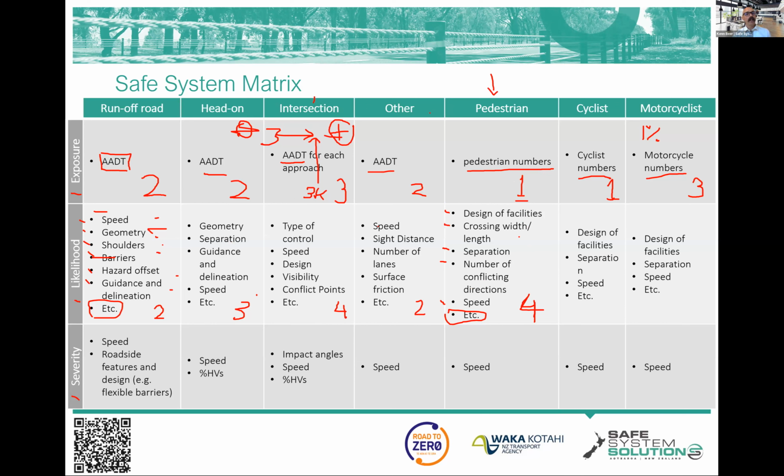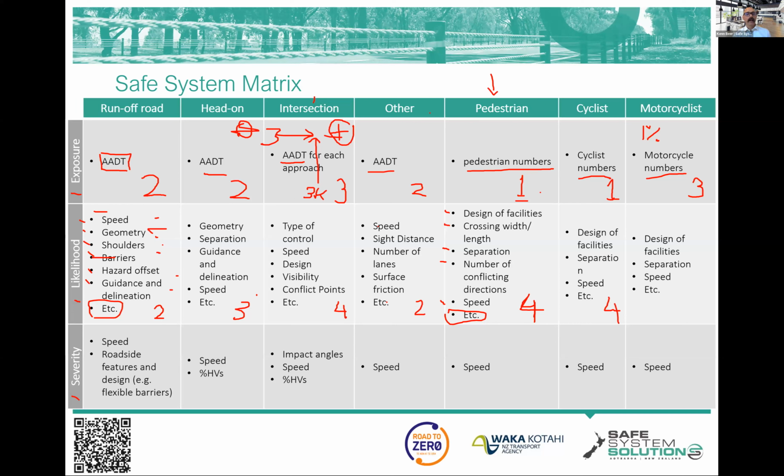So this is not an uncommon scenario where you put a 1 there and a 4 there, because nobody's invested in that in the past. And maybe the same for cyclists and motorcyclists.